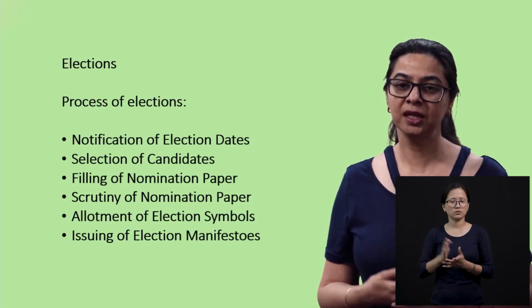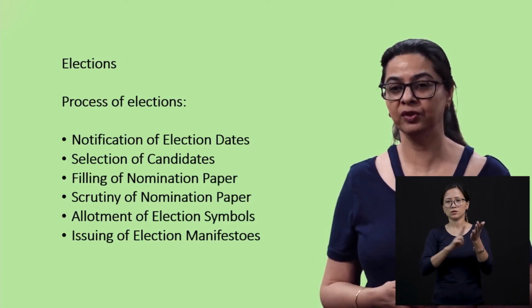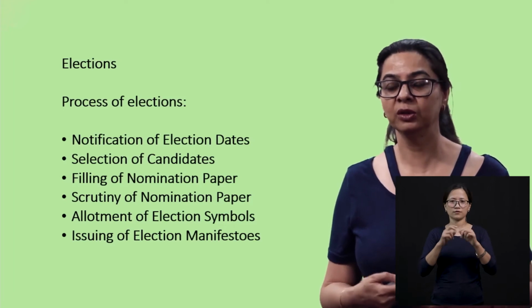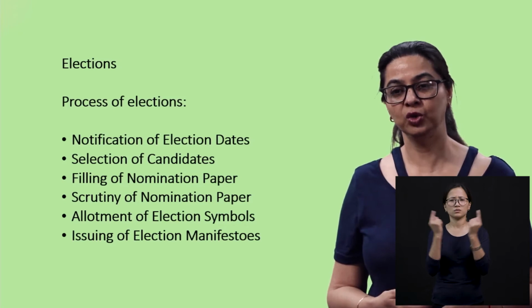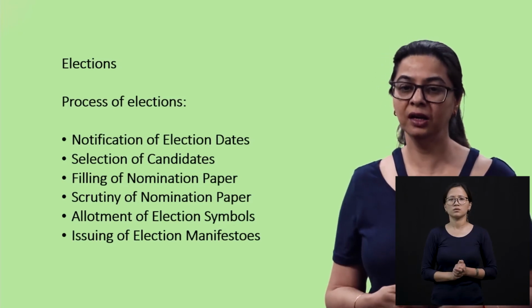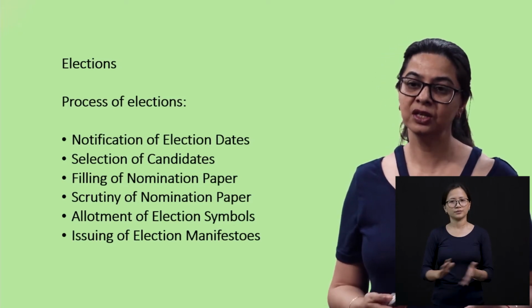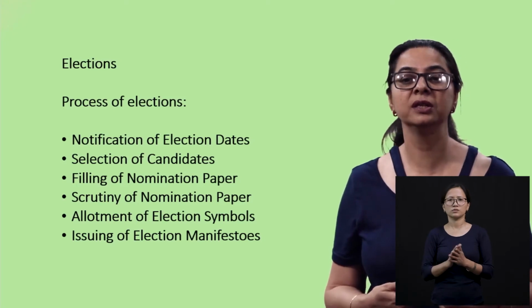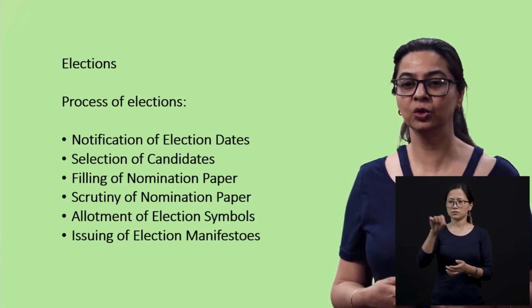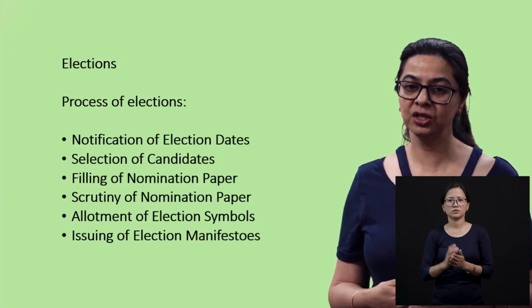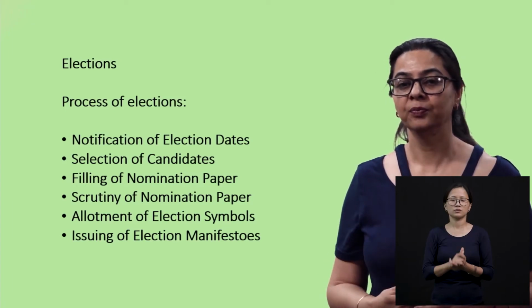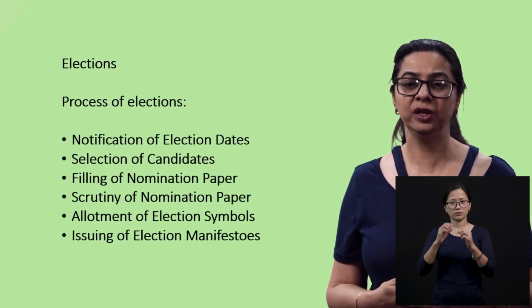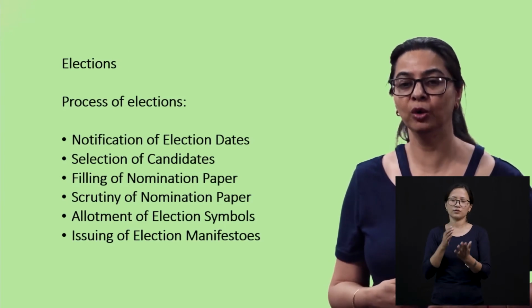The first thing that they do is notification of election day. So when, which month, what are the dates on which the elections of a particular state or the union are going to happen. They are the first ones to announce those elections. After the elections have been announced, the political parties would start selecting their candidates. Once the selection is done, those candidates are going to go to the Election Commission of India, and there they file their nomination paper.